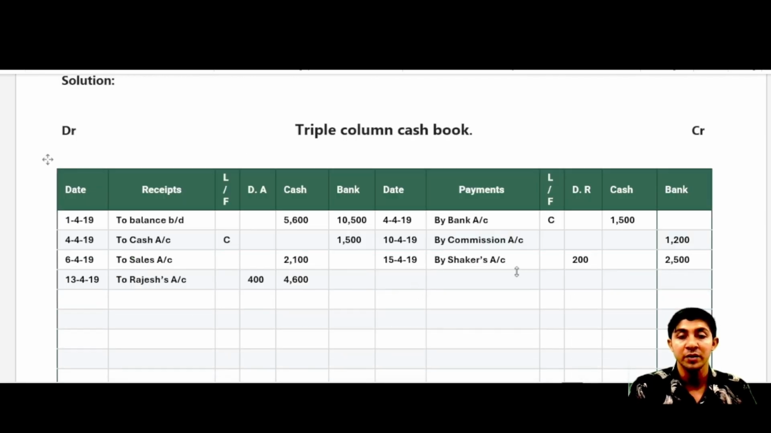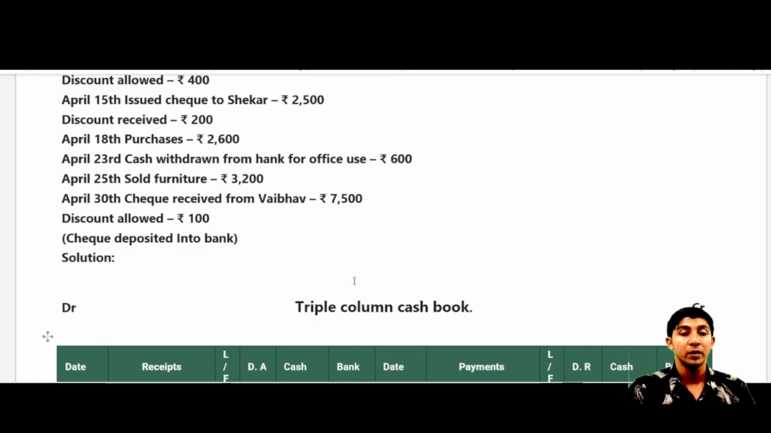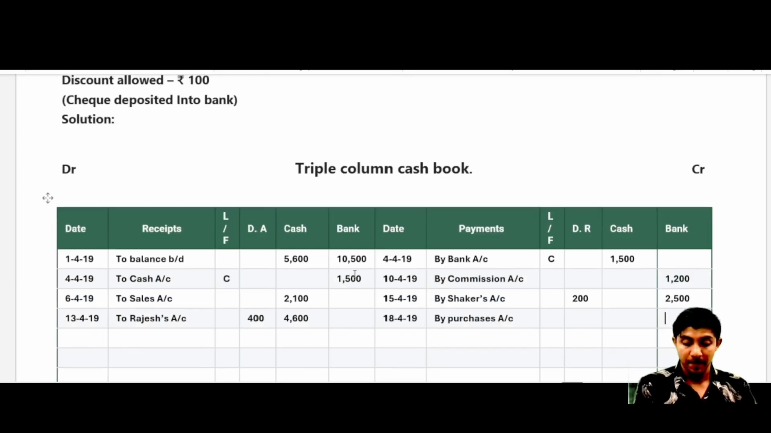बिजनेस में से पैसे जाते, पैसे गए तो हमको पेमेंट साइड रिकॉर्ड करना है, that is on 18th April 2019। So what we have done, we have purchases, so here we need to write by purchases account. What is the amount? The amount is rupees 2600 and we have to enter this in cash column 2600.